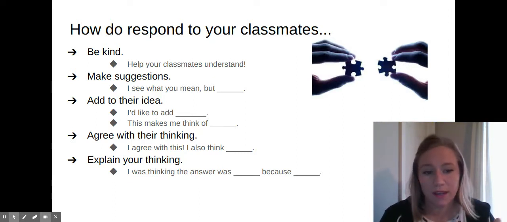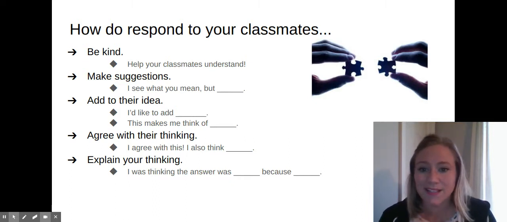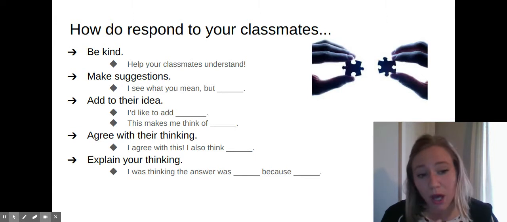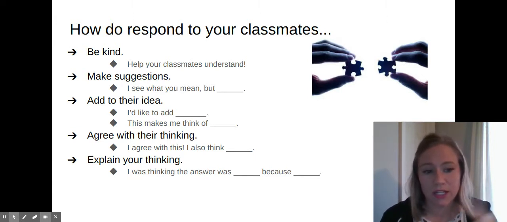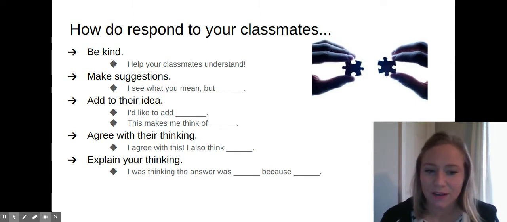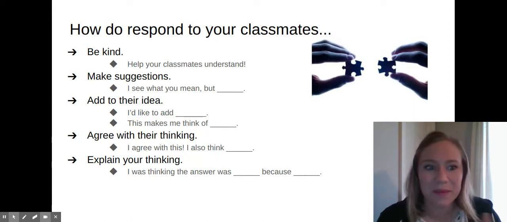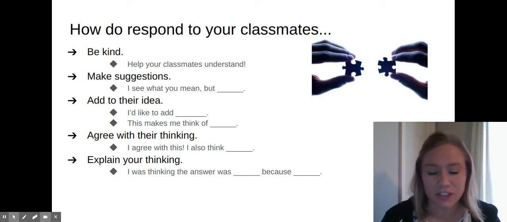It is pushing the air molecules away. So I see what you mean when you say electricity, but what's actually causing the air to blow is the mechanical energy or the kinetic energy of the fan blade actually moving. So you make a suggestion, but you're also being kind by saying, I see what you're saying, but think about it this way. That would be a suggestion.